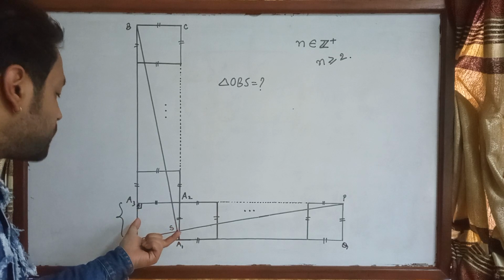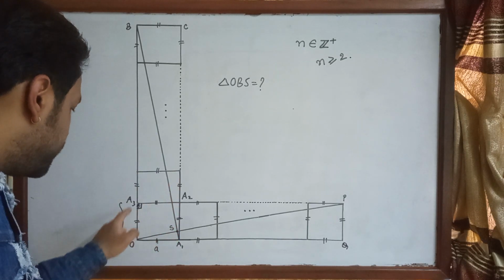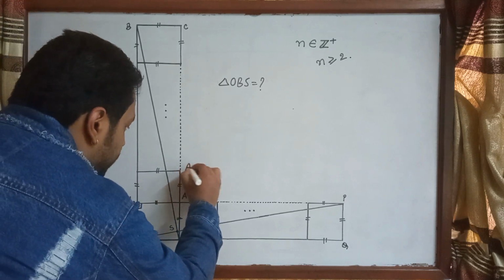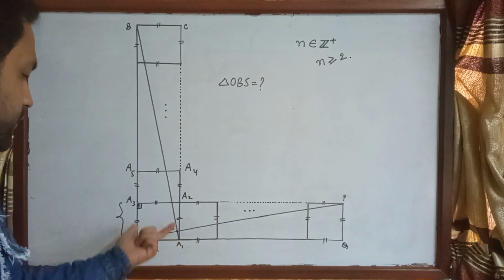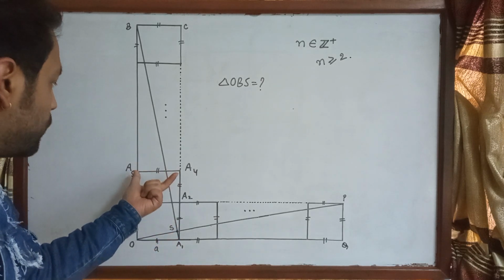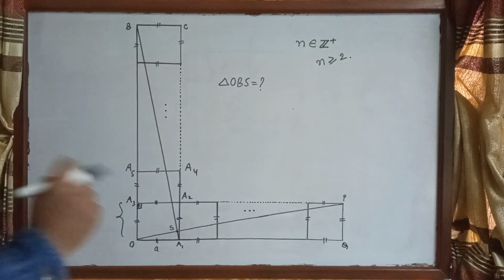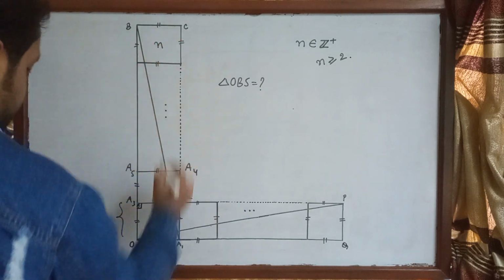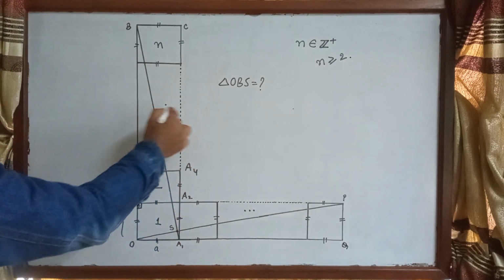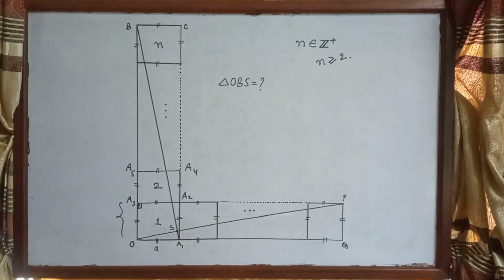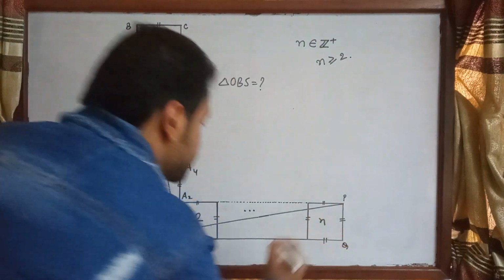On top of the base square, we have a square A2, A3, let's say A4, A5, which is identical to the base square. And on top of this square, we have another identical square, and so on and so forth, so that we have n different squares. This is the first square, this is the second square, we have the third square somewhere over here, fourth, all the way up to n identical squares.